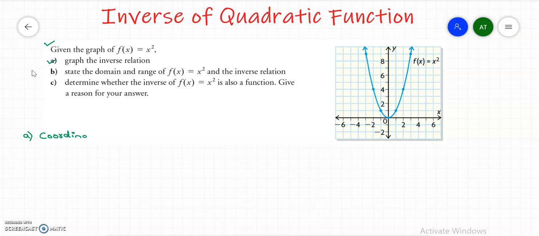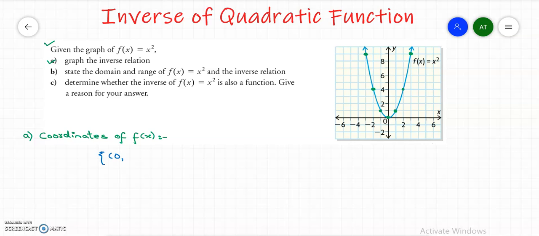So the coordinates of f of x are, okay, so we can see the f of x coordinate is 0, 0. Here we have 1, 1, minus 1, 1, 2, 4, minus 2, 4, 3, 9 and minus 3, 9. Okay, so let me write down all the coordinates of f of x.